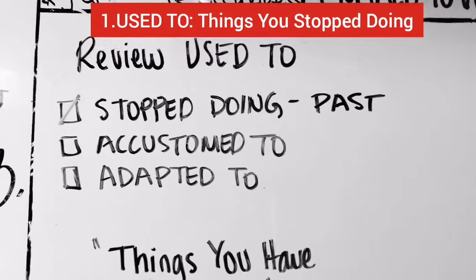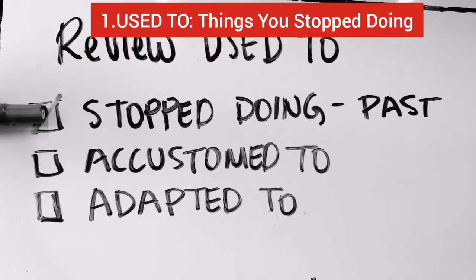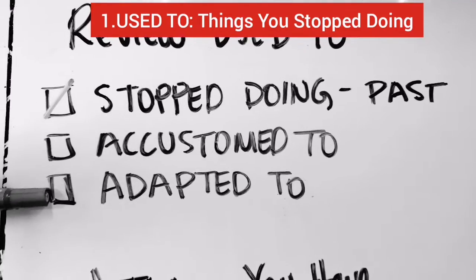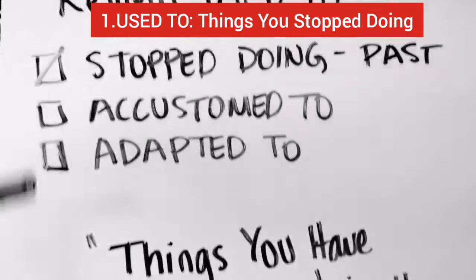Okay, so let's take a look at how to use the verb used to. There are three forms of using it. You can talk about things that you stopped doing in the past, things that you're accustomed to, or things that you have adapted to. Let's start with things that you stopped doing and don't do anymore.